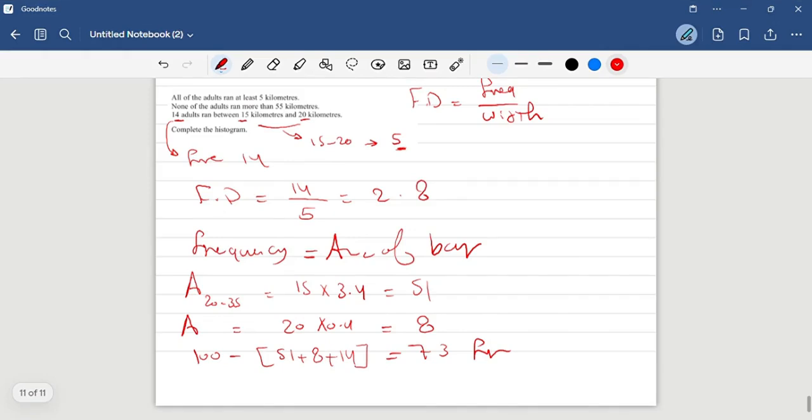Do you understand this part? But it's not, sorry, it's not 73. Let's try by using calculator. It's 100 minus 51 minus 8 minus 14, which is equal to 27. It will be 27, sorry. 27. So this is the frequency.